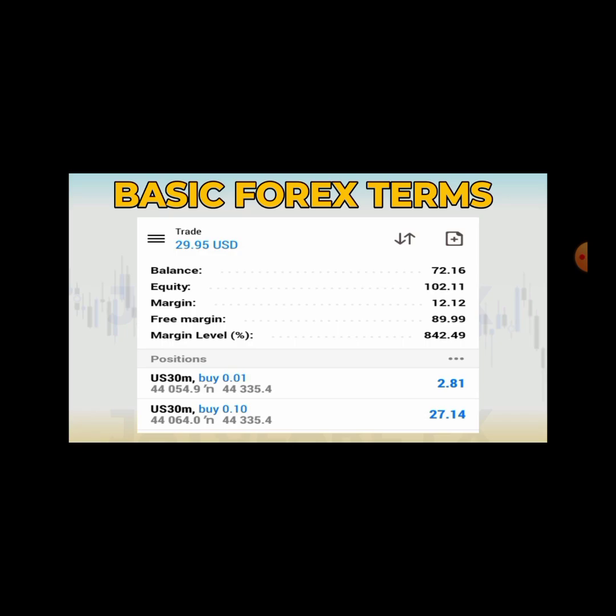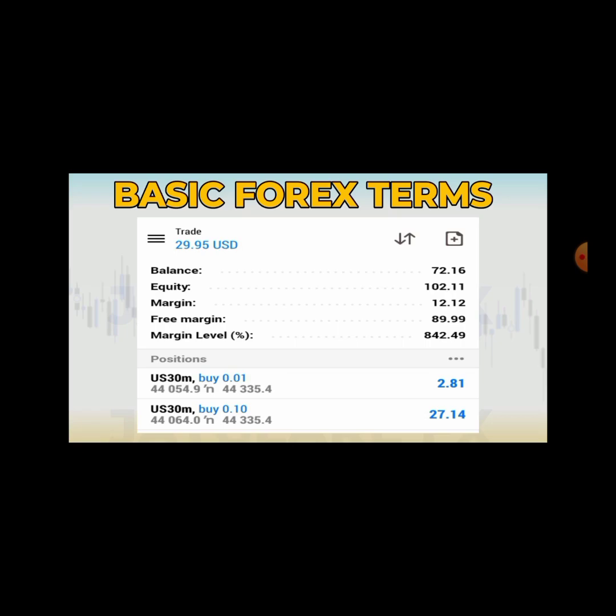Then you see the margin. Remember that margin is the amount he was required to open the trade. That's how much is down as the trade is running. That's how much he put in for the trade. So that's $12. And then you see the free margin. That is how much is remaining in his account after risking that margin of 12.1.